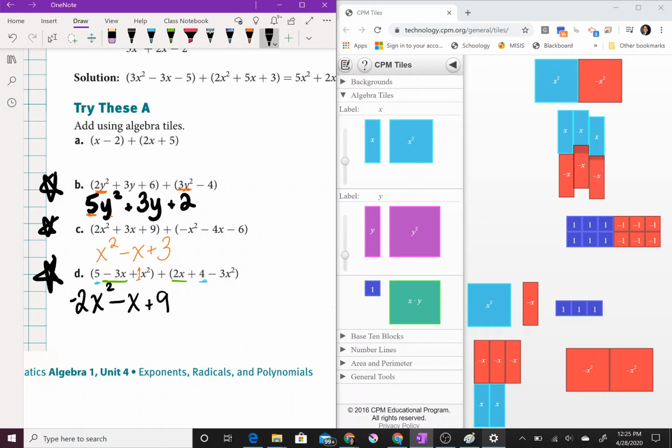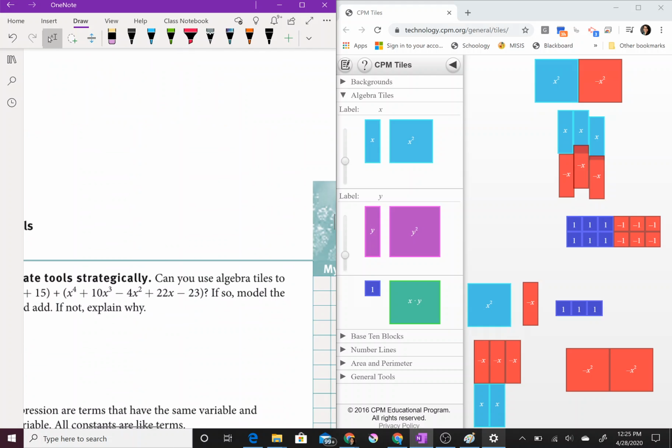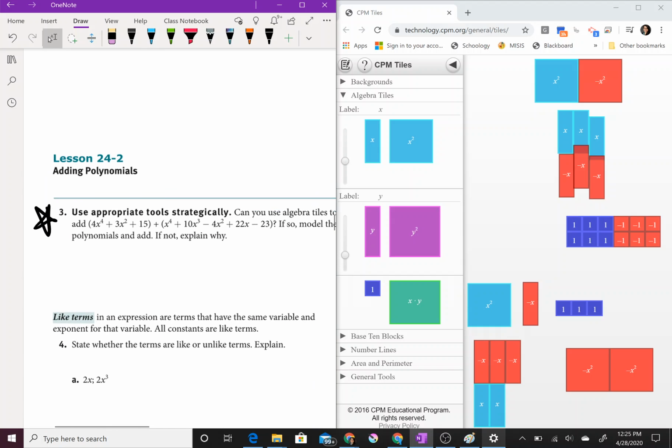Okay, so see how you can use these algebra tiles to help you make sure that you are combining like terms correctly, but it's also possible to not need to use algebra tiles. Notice that the algebra tiles can only go up to x squared or y squared, and if you go beyond that, you're going to need to use different tiles to represent that. So here's an example. 4x to the 4th plus 3x squared plus 15 plus x to the 4th plus 10x cubed minus 4x squared plus 22x minus 23. So these are much larger or much more terms in this polynomial for both of them.